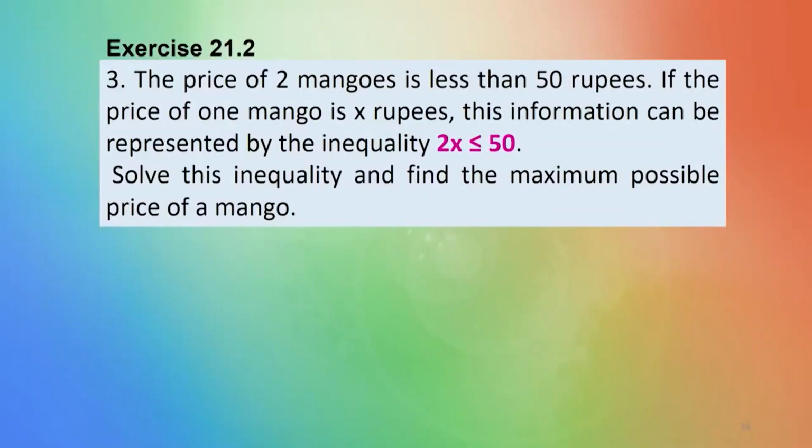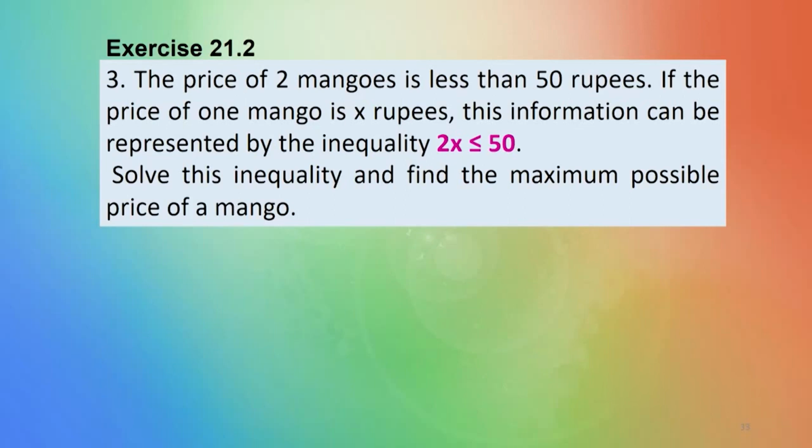Exercise 21.2, the third question. Read the question. Okay, I also read that. The price of 2 mangoes is less than 50 rupees. If the price of 1 mango is x rupees, this information can be represented by the inequality 2x ≤ 50. Solve this inequality and find the maximum possible price of a mango.